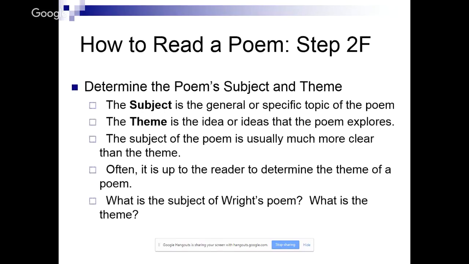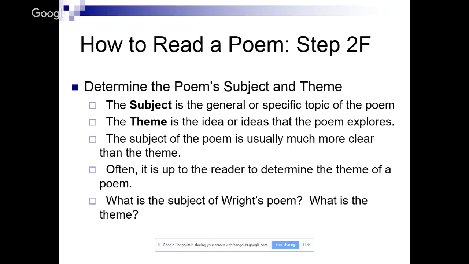Subject and theme. Now, when you're working on an in-depth reaction to a poem, like you will on the first essay for this class, you're going to be digging into the subject and theme of the poem. Now, a subject of a poem is the general or specific topic that the poem explores. The theme, though, is a little bit less obvious. It's the idea or ideas that the poem is trying to express. Now, the subject of the poem, like I said, is much more clear than the theme.